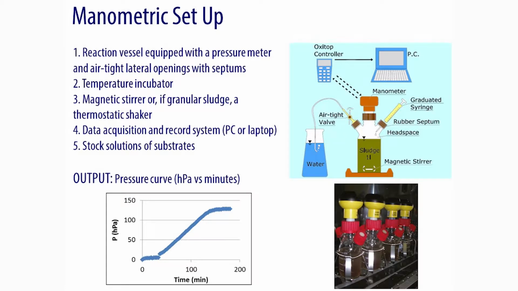As shown in the following video, the setup required to carry out the manometric test should have a closed and airtight reaction vessel. The vessel should be equipped with a pressure gauge or pressure meter and must have lateral openings, preferably with rubber septums to add the required substrates.